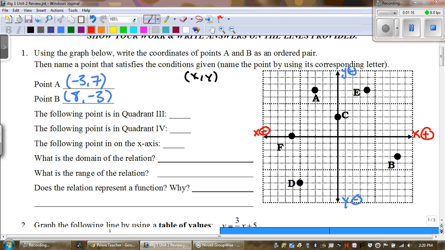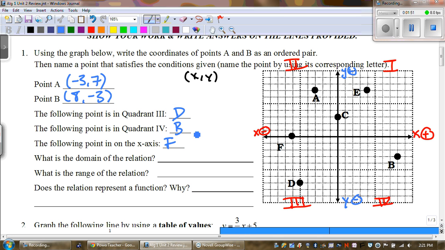Okay, quadrants. Remember the quadrants are 1, 2, 3, and 4. So which point is in quadrant 3? Hopefully you're saying D. What about quadrant 4? B. The x-axis. Is there a point that's on the x-axis right there? You better believe it.